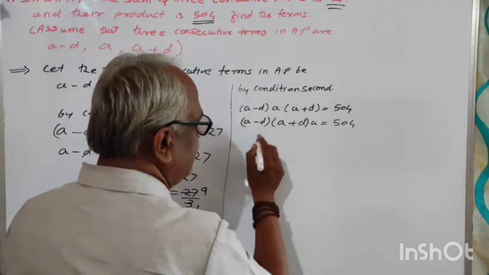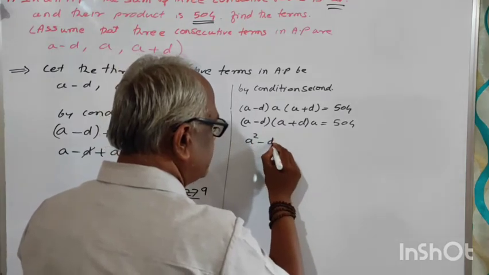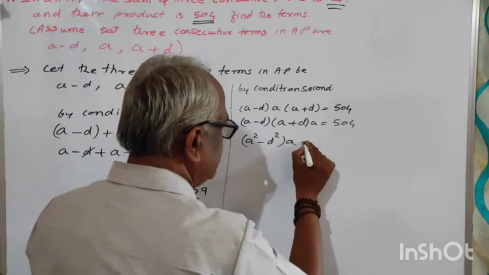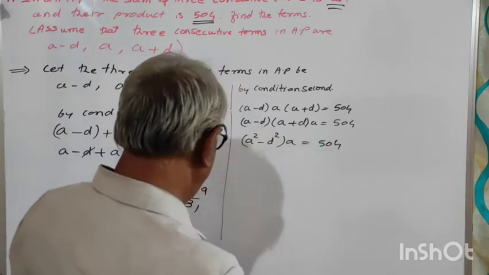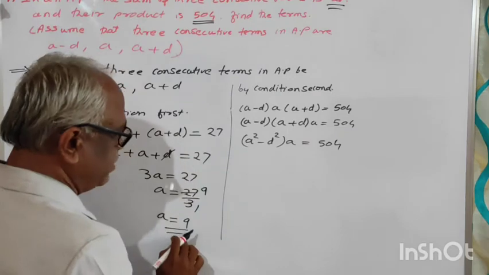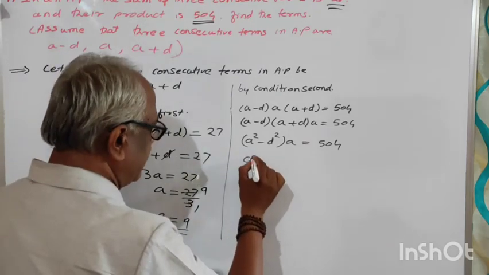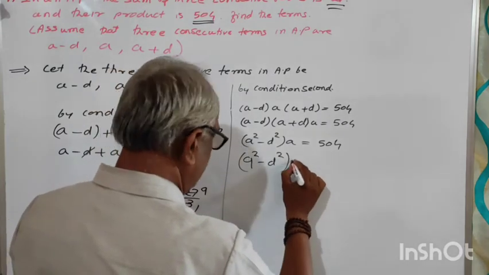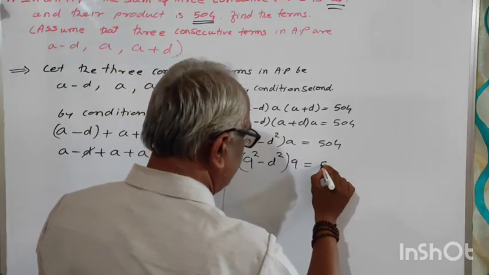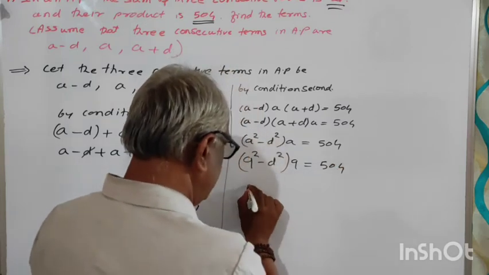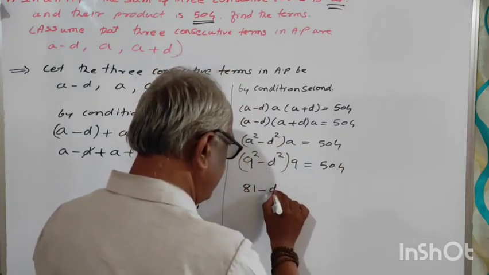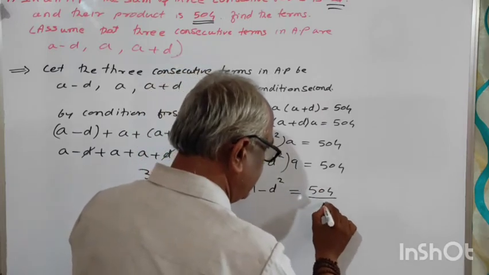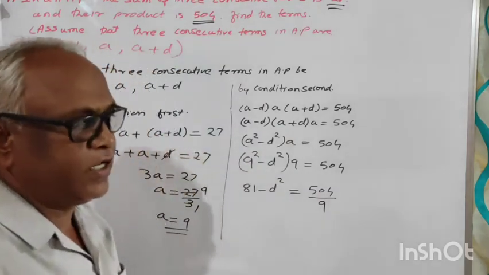(a minus d)(a plus d) is a squared minus d squared, into a, is equal to 504. But a is given here. We have calculated that a is 9, so 9 squared minus d squared, into 9, is equal to 504. That is, 81 minus d squared is equal to 504 upon 9.